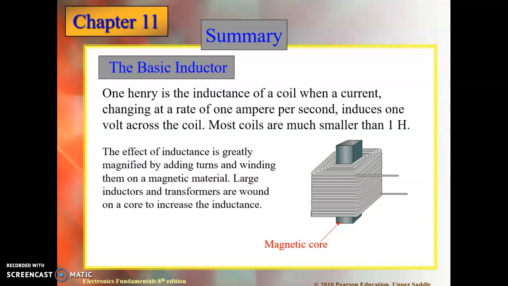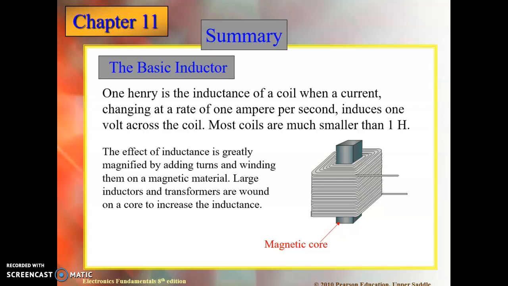So basic inductors, the units are Henry. The units for capacitors were farads, the units for inductors are henries. It's the inductance of a coil when a current changing at a rate of 1 ampere per second induces 1 volt across the coil. Most coils are much smaller than 1 Henry. So 1 Henry is pretty high. What makes the inductor different from a capacitor is that a capacitor keeps taking care of the charge, while this one is changing depending on the current that it is created.